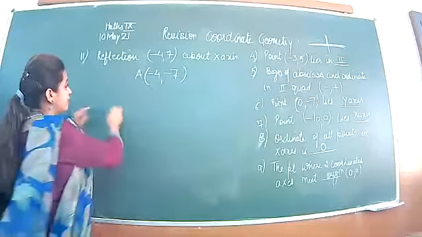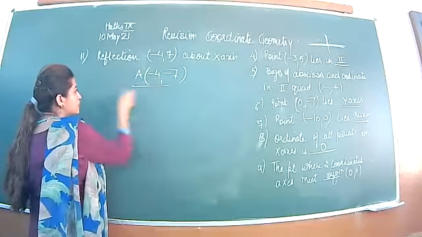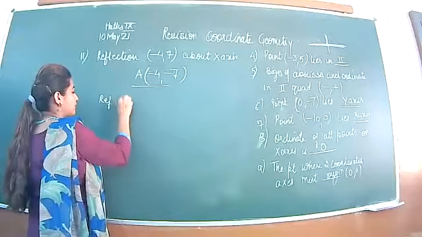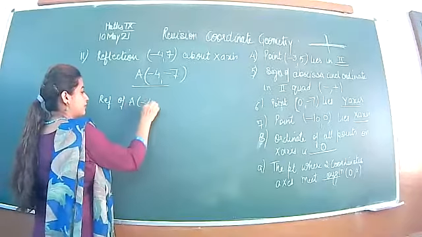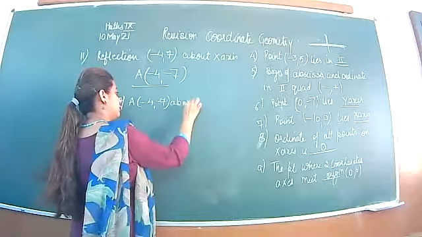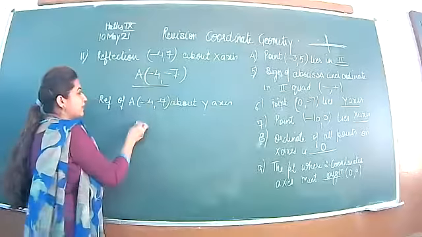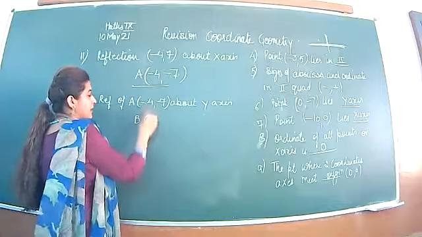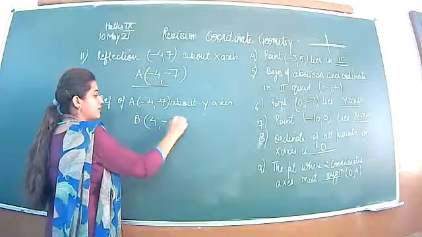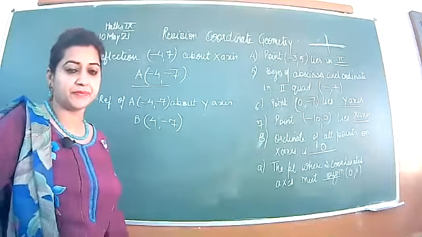Now write the reflection of this point about y-axis. Change the sign of x. It will become positive and y coordinate remain the same, and I have given you it the name as B.